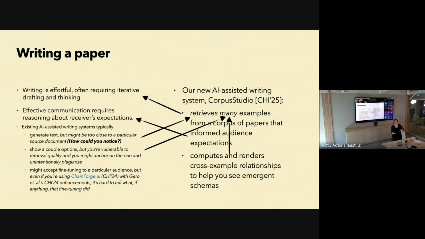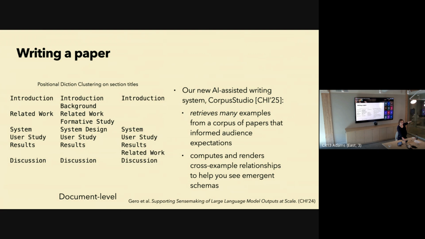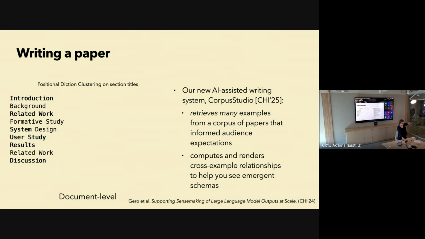So we almost create a problem by retrieving so many, and then we try to address that problem by reifying the relationships between them. Okay, so we do this at the document level by using positional diction clustering, which is from this prior Kai paper, supporting sense-making of large language model outputs at scale. And we look at all the outlines of the papers, right? So there's a particular structure to papers in the community you're writing for. We basically align them with each other and then turn that into this called order histogram, right?